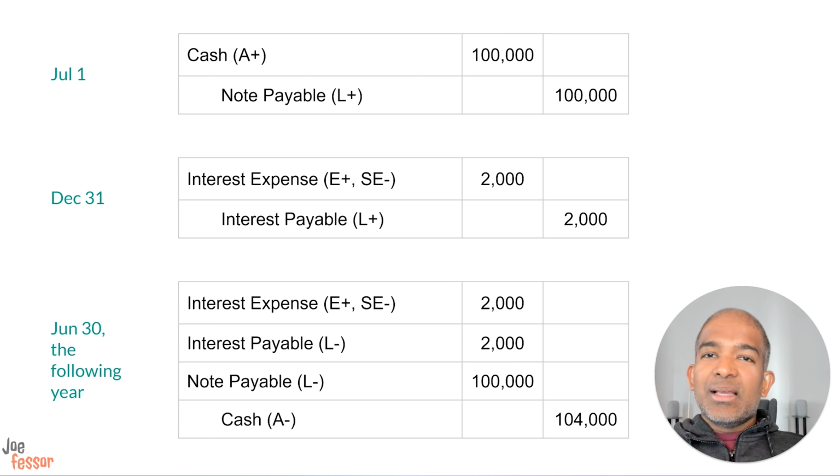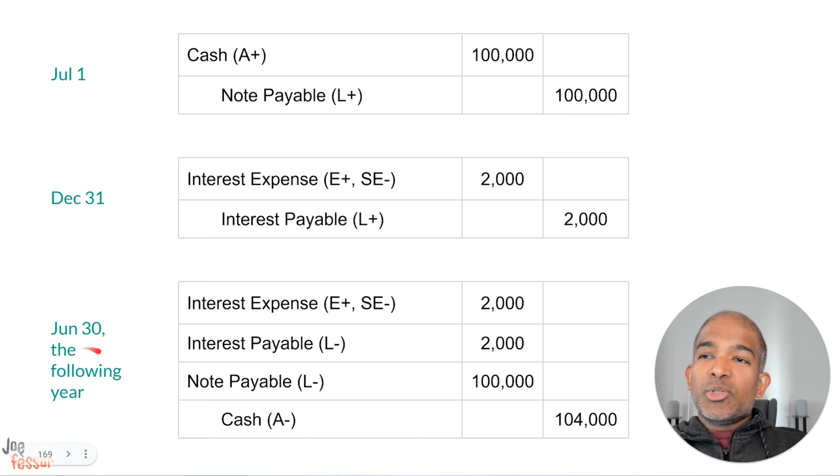So 100,000 times 4% for half a year. From July 1st to the 31st of December is 6 months, right? So 100,000 multiplied by 4%, which is the interest rate, multiplied by half gives you $2,000 of interest for the half year. Hence, at the end of the year, on December 31, before we close our books for the year, we debit the interest expense account for $2,000 and we credit interest payable by $2,000. This shows that the expense has been incurred but hasn't been paid yet.